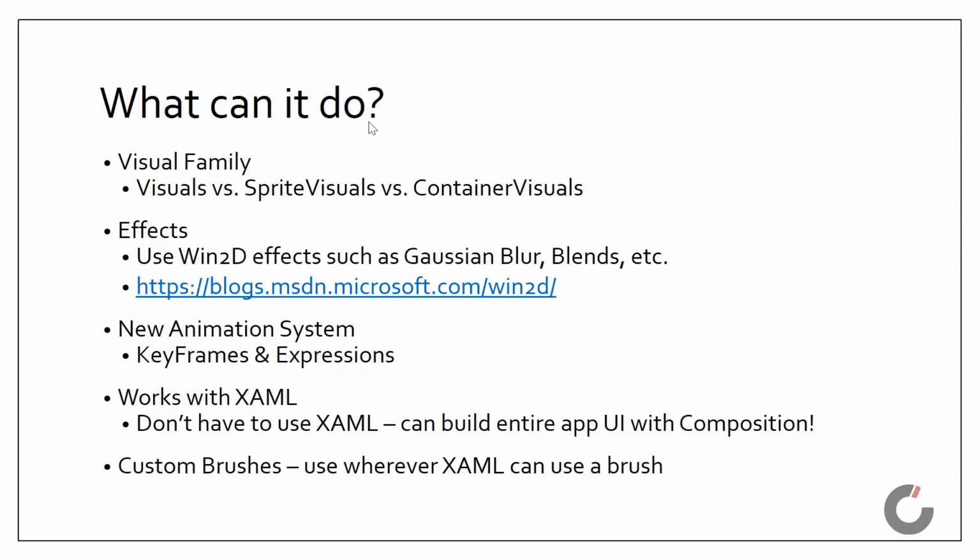We can also use a lot of effects that have previously been missing from UWP XAML. We can do Gaussian blurs, we can do blends, and so on and so forth. We're actually leveraging a lot of capability that's been exposed by Win2D, which is another project from Microsoft that you can read up on in this blog entry here, blogs.msdn.microsoft.com, Win2D. They also have a GitHub repository where all of the code is placed, and I'll have a link to that repo at the end.